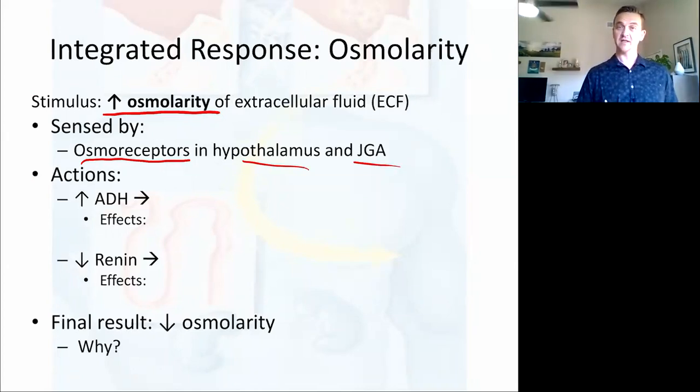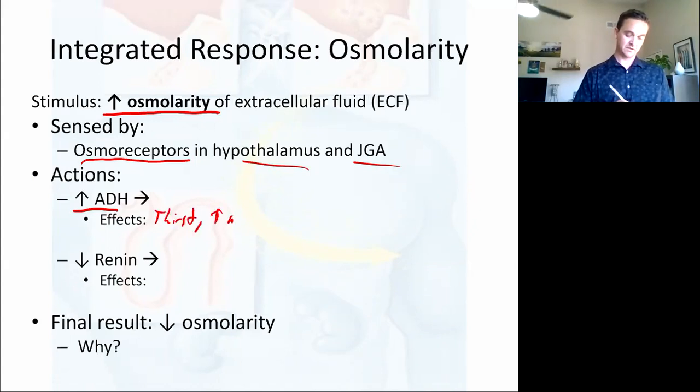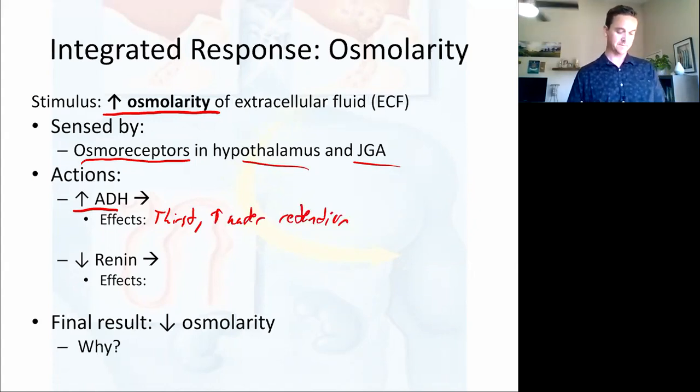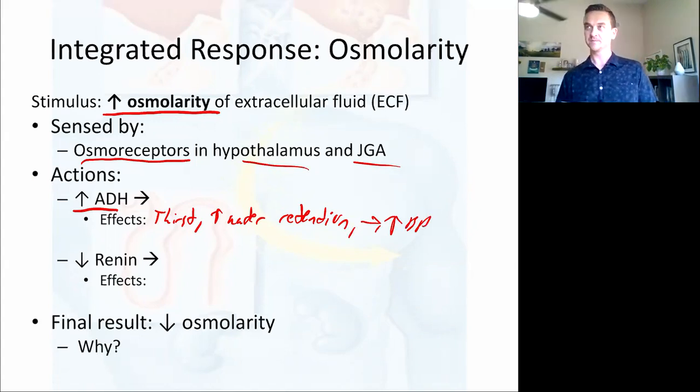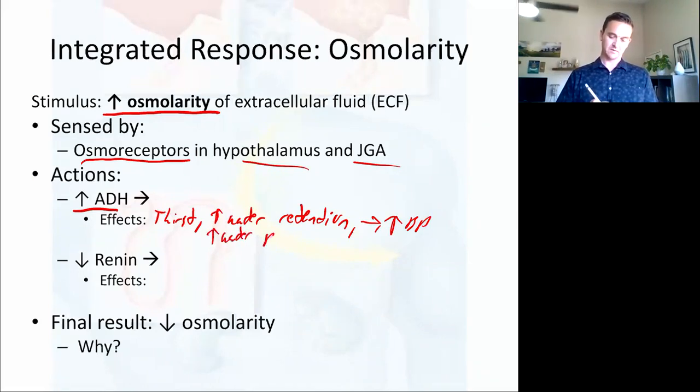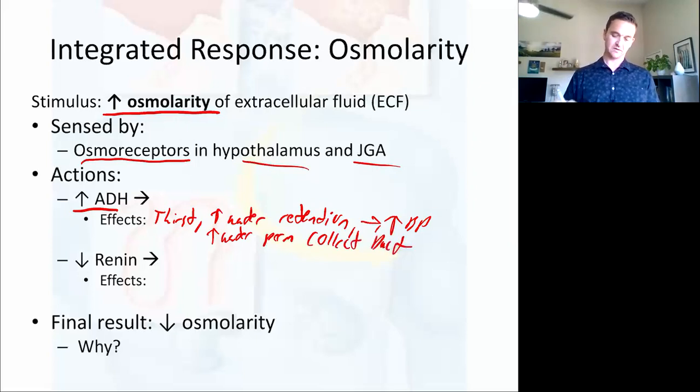And the two effects are we increase ADH, okay? And then the effect of that is going to be increased thirst, right? Increased water retention, okay? And then that's going to eventually lead to an increase in blood pressure, okay? But this is specifically via increased water permeability in the collecting duct, right?